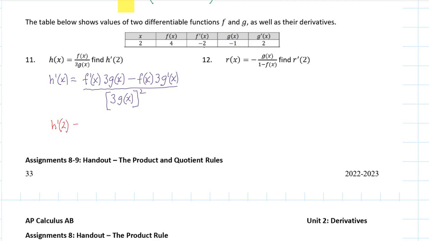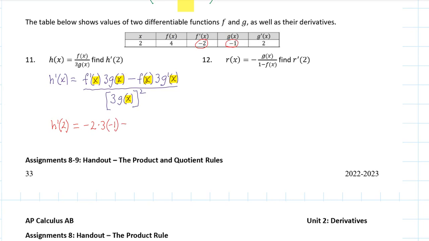So I need f prime. Imagine 2 here, and here, and here, and here, and here. Okay, so here we go. F prime of 2 is negative 2 times 3 times g of 2. This is x over here, this is g of 2 right here. That's negative 1.